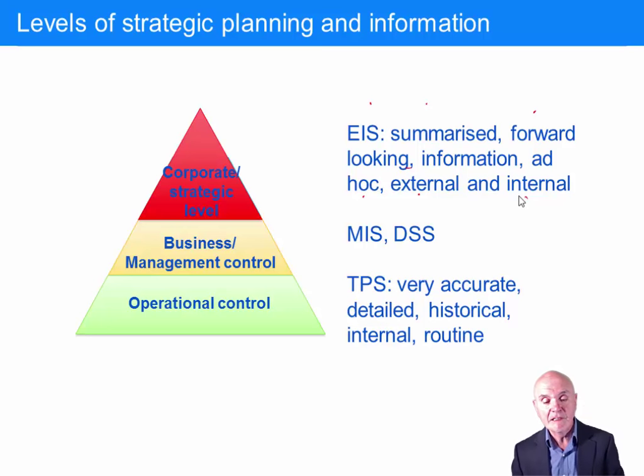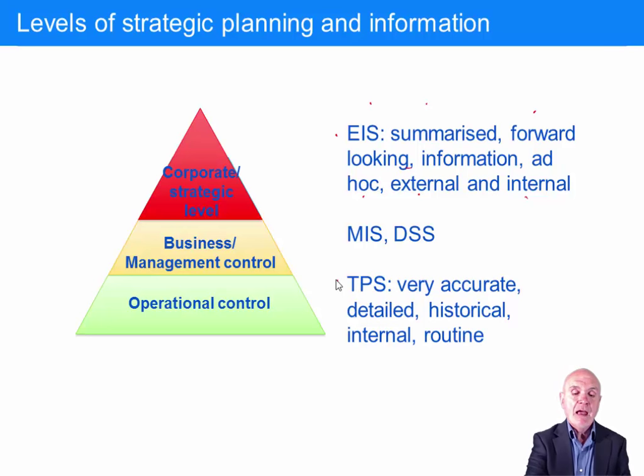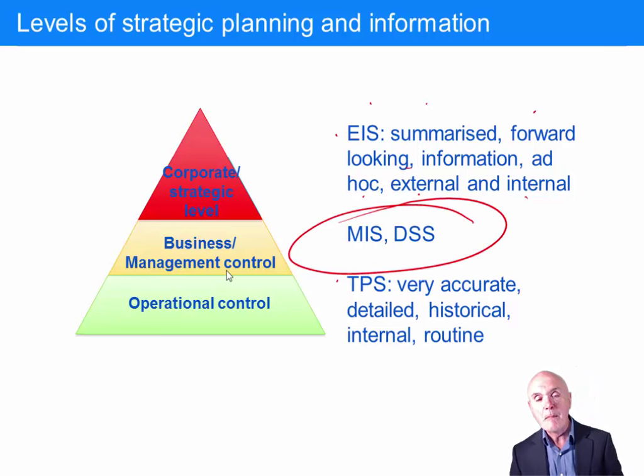Right down at the bottom of the organization, we're really onto the transaction processing here, doing the debits and credits. There the information has to be very accurate, really to the last cent, detailed. Historical information, we tend to be recording transactions which already happened, almost exclusively internal and very routine. Every week you do the wages, every week you do the receivables run or something of that type. And then kind of trapped in the middle here, we have the middle management, tend to be dealing with management information systems and decision support systems.